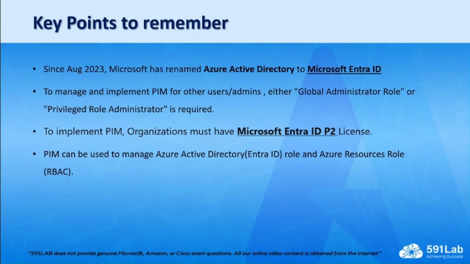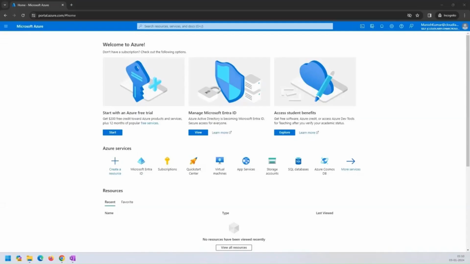Now it is time to move to Azure portal and learn how to implement PIM. We are in our Azure portal. Before enabling the PIM, we need to verify two prerequisites. The first one is to ensure the user who has logged in must have global administrator role, and the license which is activated for Entra ID should be Microsoft Entra ID P2 license. Let's verify one by one.